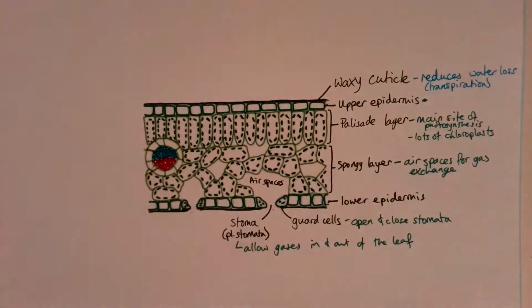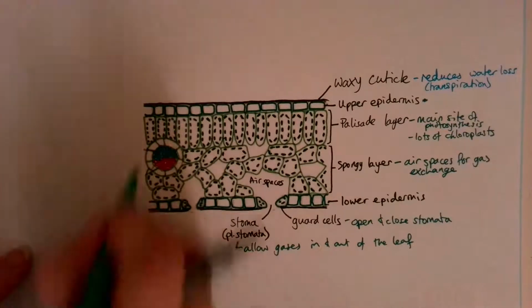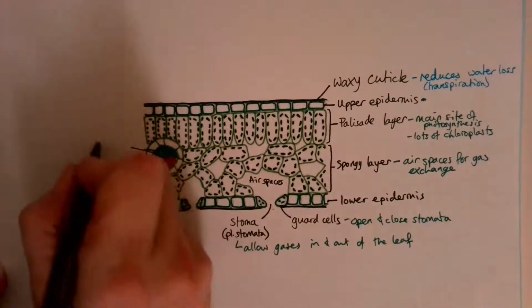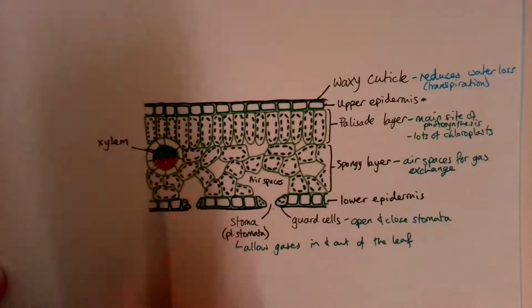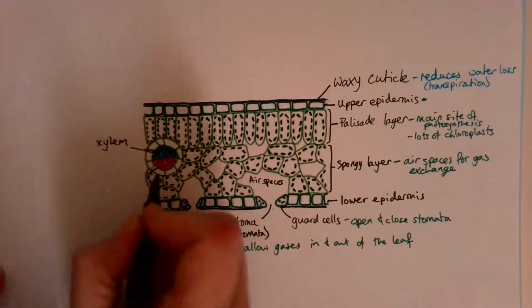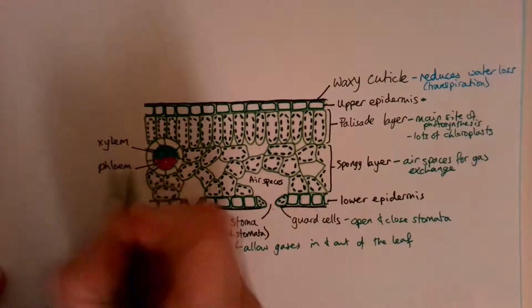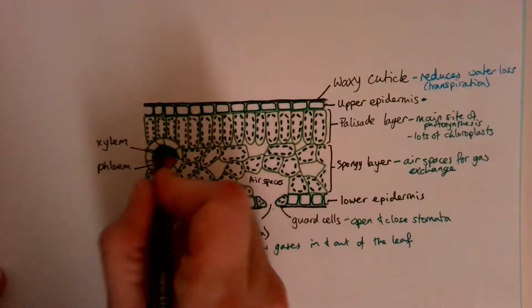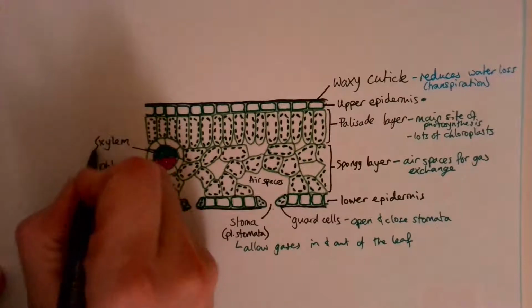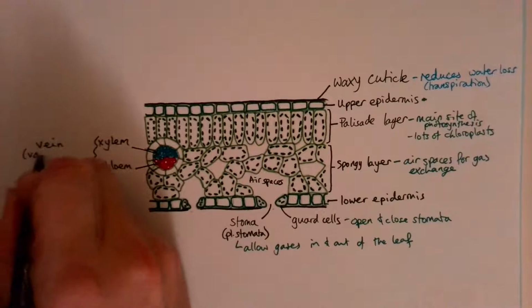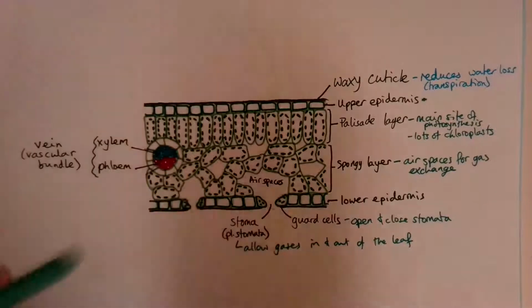Okay, so those are all our main structures. We've also got some transport tissues over here. We've got the xylem, which we will look at also in more detail in a future lesson, but we have mentioned it already, and the phloem. And we find these in these structures here. They're essentially veins, and in the plant the proper name for a vein is a vascular bundle, but you can just call it a vein, that's okay.